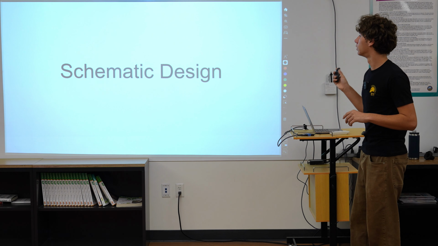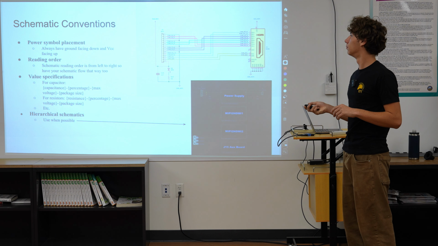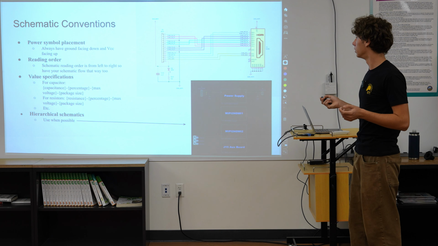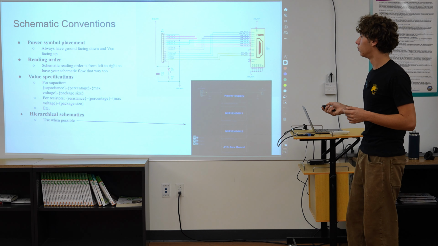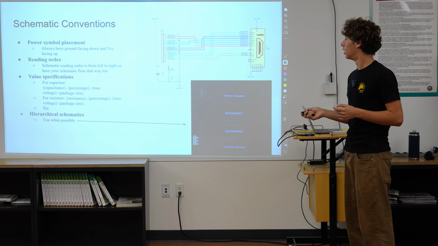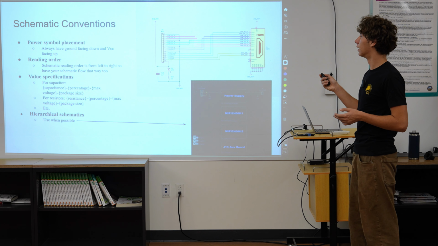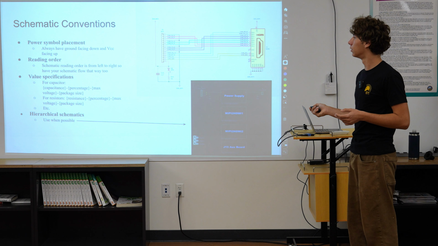All right, so next, schematic design. Cool. Okay, so here's some just basic schematic conventions that we use to make our schematics readable. So for power symbol placement, we always make sure that power is placed facing up and then ground's facing down. So this kind of makes it so you can read up to down, seeing where the power goes, and then eventually gets sunk to ground.